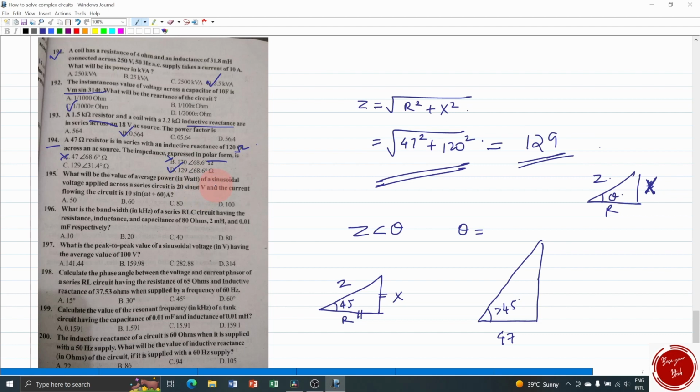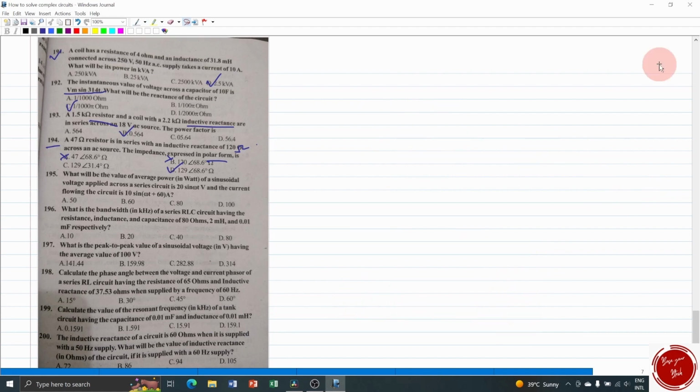Okay, even for this question also you can have the proper method of solving. Since you have R and X value, you can easily get the correct answer, the correct angle between R and Z. Moving on to the final question for this session.